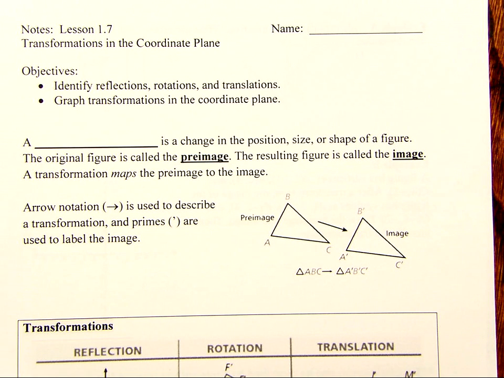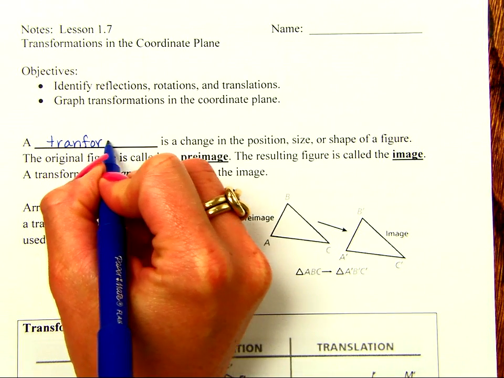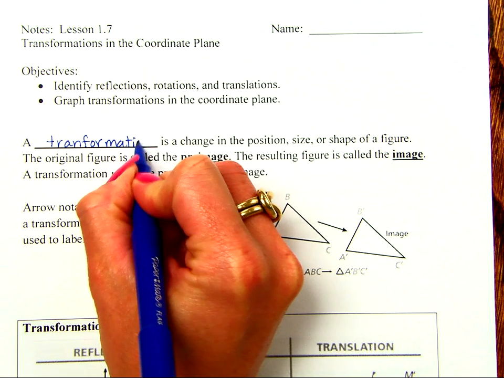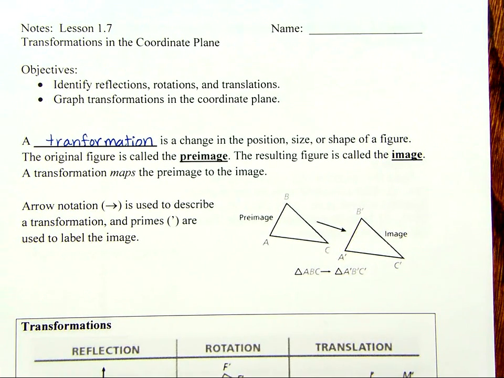In Lesson 7, we're going to be discussing transformations in the coordinate plane. And you know just from the word transformation that when something undergoes a transformation, it's a change. And we're talking about figures graphed on the coordinate plane. So by definition, a transformation is a change in the position, size, or shape of a figure.